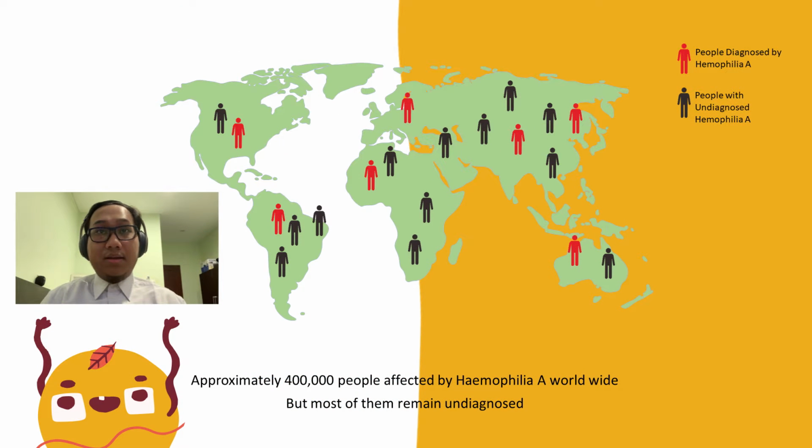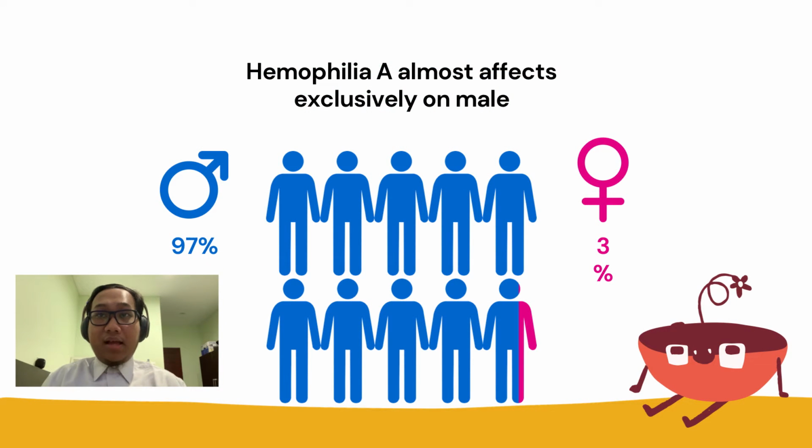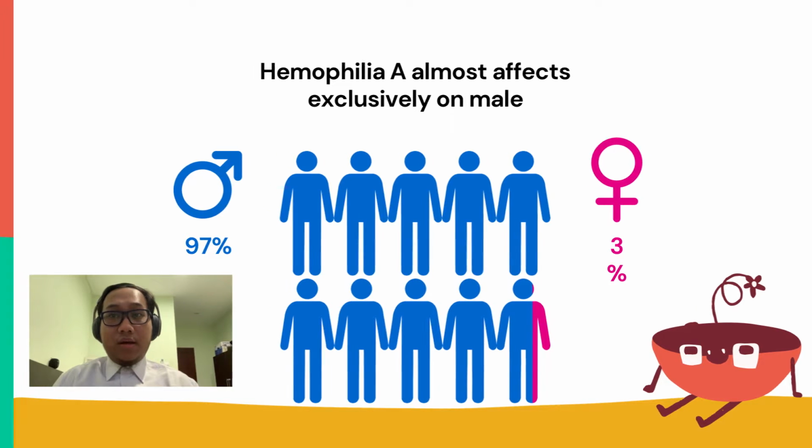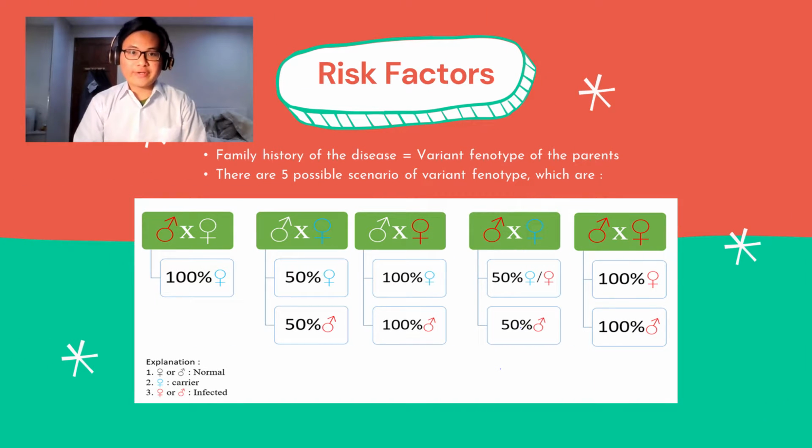According to Sahil and Babikar, there are about 400,000 people that are possibly affected by hemophilia, and many of them remain undiagnosed in developing countries. Hemophilia A almost exclusively affects males, with a ratio of 97% male to 3% female. Thank you.